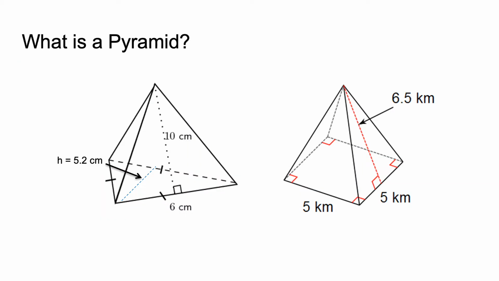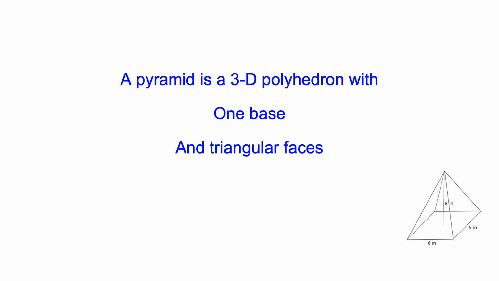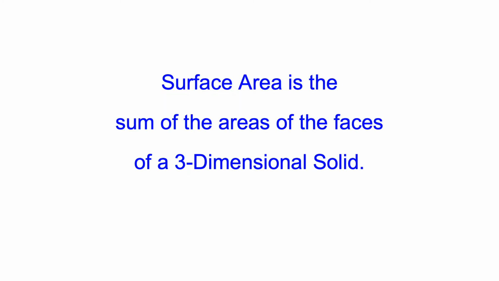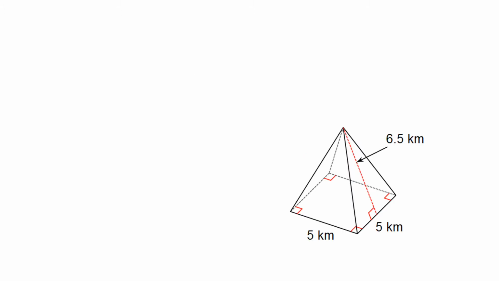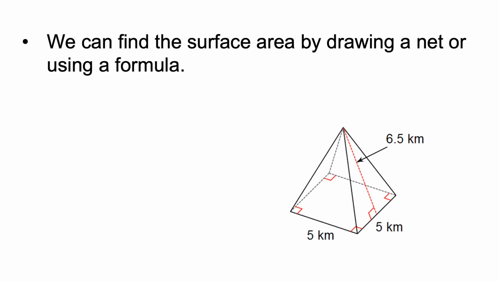What is a pyramid? A pyramid is a 3D polyhedron with one base and triangular faces. What is surface area? Surface area is the sum of the areas of the faces of a three-dimensional solid. We can find the surface area by drawing a net or using a formula.